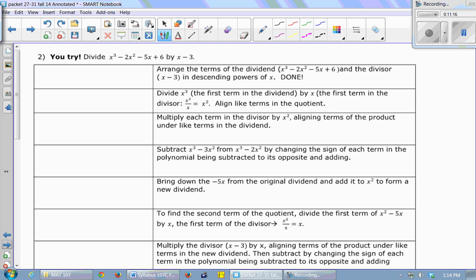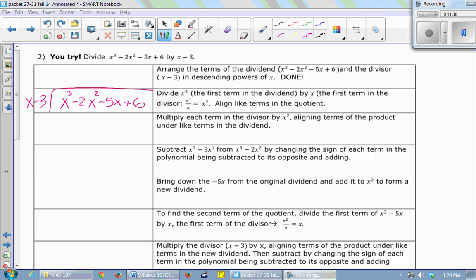All right, you try one. I'll come around and help. All right, I've got x cubed minus 2x squared minus 5x plus 6 divided by x minus 3. Okay, shh. Stop the talking now.